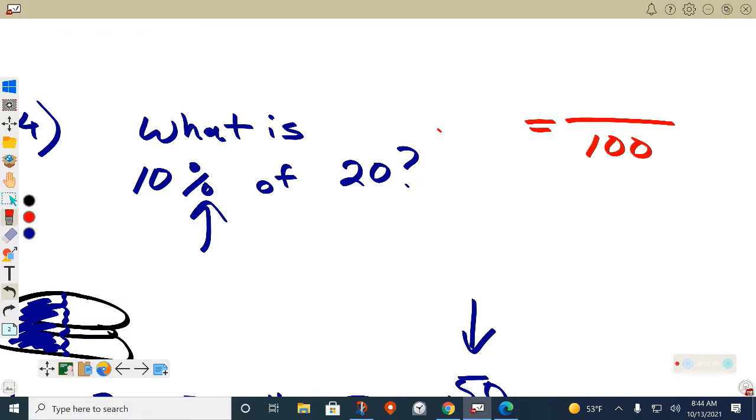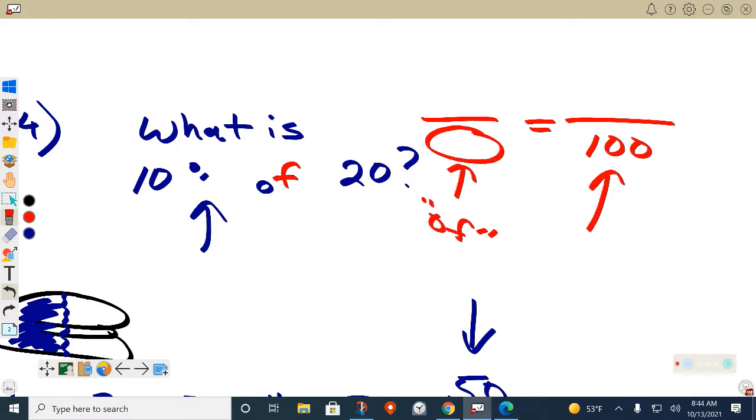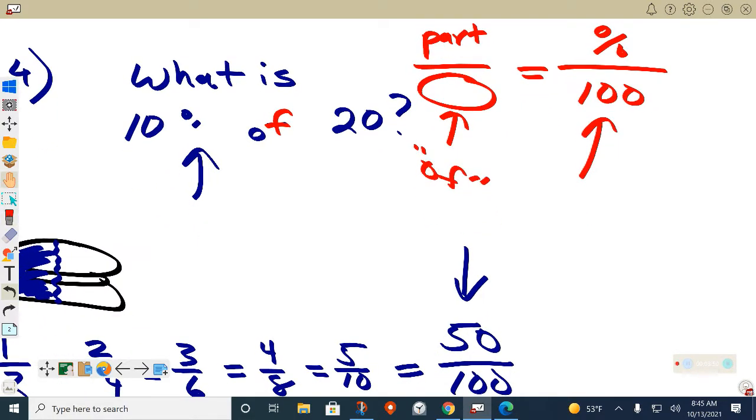A 100 always goes there because we're dealing with percent. Whatever comes after the word of goes right here because that's the total of whatever we're dealing with. So the word of, be on the lookout for whatever comes after the word of, it's going to go right there. And then the percent goes right here because that's what percent means. And then the part goes right here, the part out of the whole. And we're done. We just cross multiply and it becomes this dirt cheap, easy equation. It's just a beautiful way of doing percentages because it makes the most sense out of percentages. Watch.